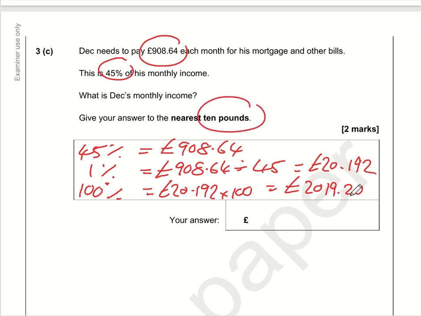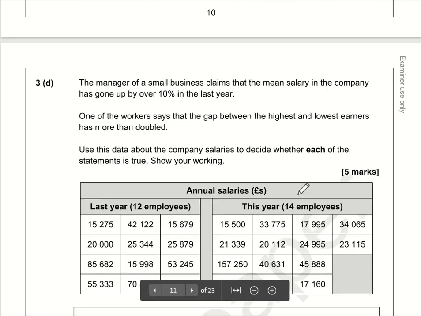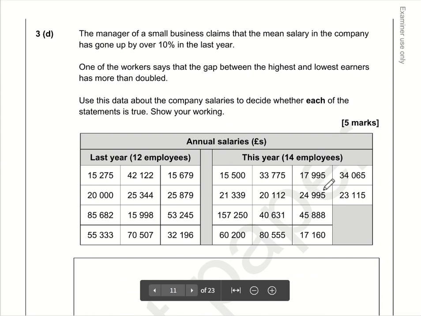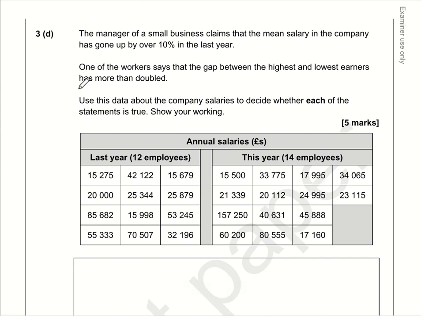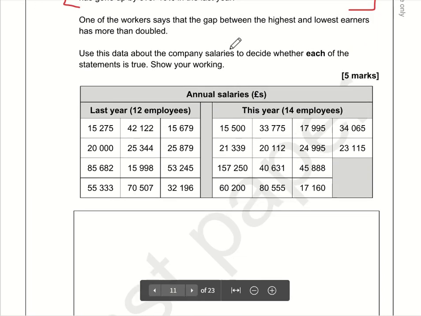We need to give our answer to the nearest £10. So we're looking at the value in the units column, which is a 9, so that will round up to 2020. Okay, so part D. So what we need to do is, there's 2 statements. The manager of a small business claims that the mean salary has gone up by over 10% in the last year. Let's deal with this part first of all.